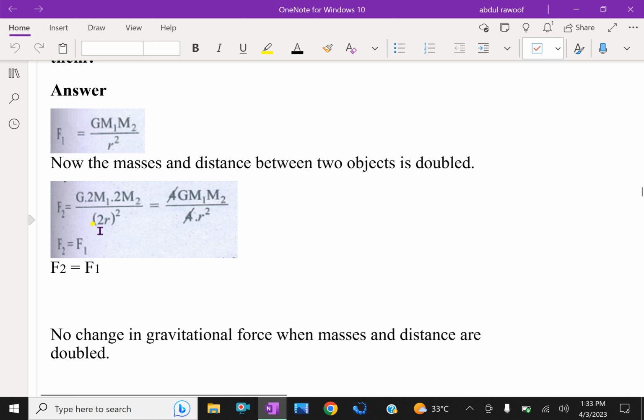then it becomes F2 equals G m1 m2 over r squared. Here also G m1 m2 over r squared. That is, F2 equals F1. Therefore, there is no change in the gravitational force when the masses and distance are doubled.